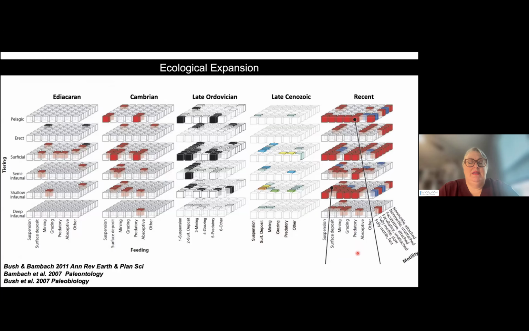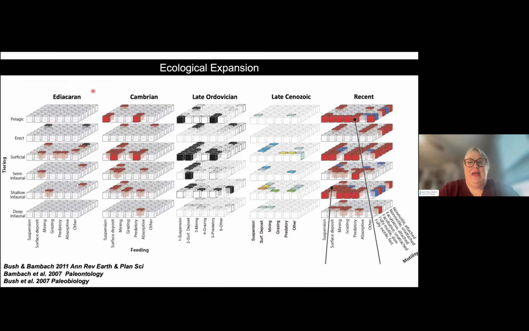So here's another great example. We're going to use this approach quite a lot today. These are cubes that represent ecospace. This is a hypothetical ecospace. This approach was put forward by Andy Bush and Dick Bambach. And it's sort of a useful way to think about how organisms are occupying ecospace through time.